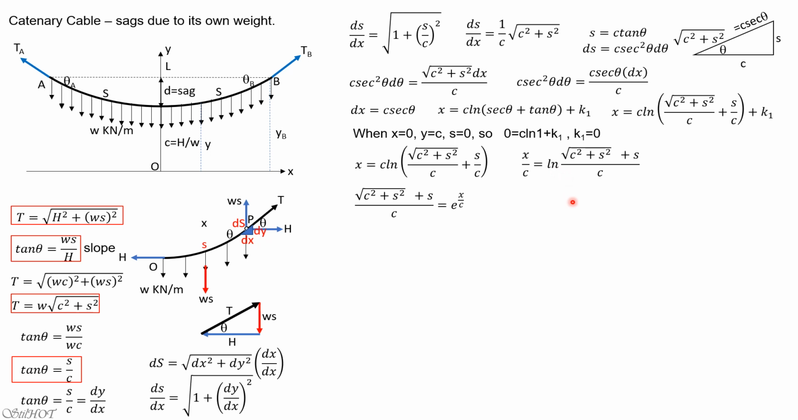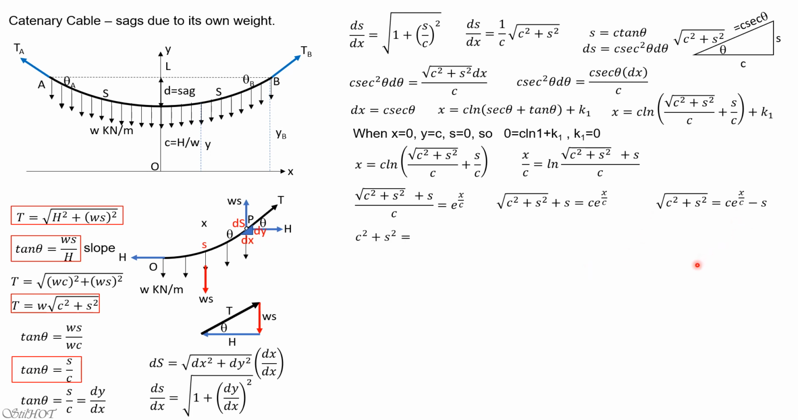So remember, if you have y equals ln of x, then if you want to solve for x, it is e to the y. So just like this, this expression here is equal to e to the x over c. Then cross multiply: square root of c squared plus s squared plus s equals c e to the x over c. Transpose s to the right. So square root of c squared plus s squared equals c e to the x over c minus s.